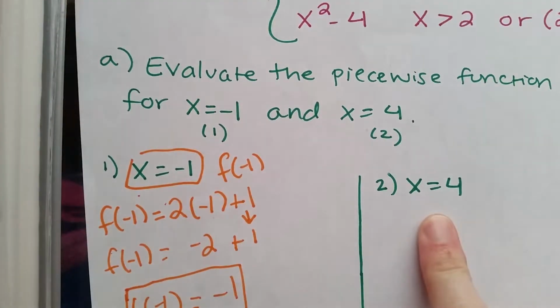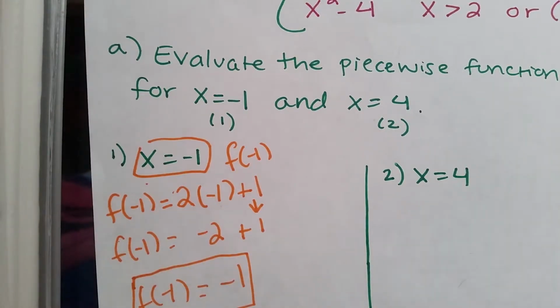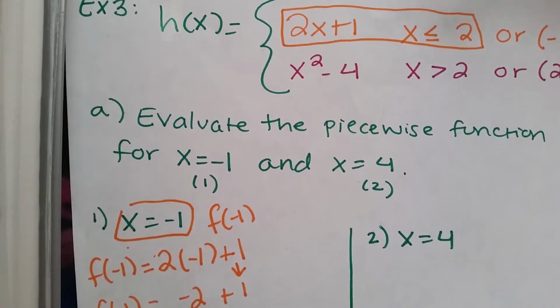Now let's look at this number 2. So our number 2 now, we have to figure out which function will allow a 4 in. One of them allows 4s and one of them rejects the 4s. So we have to figure out which one gladly will accept a 4.